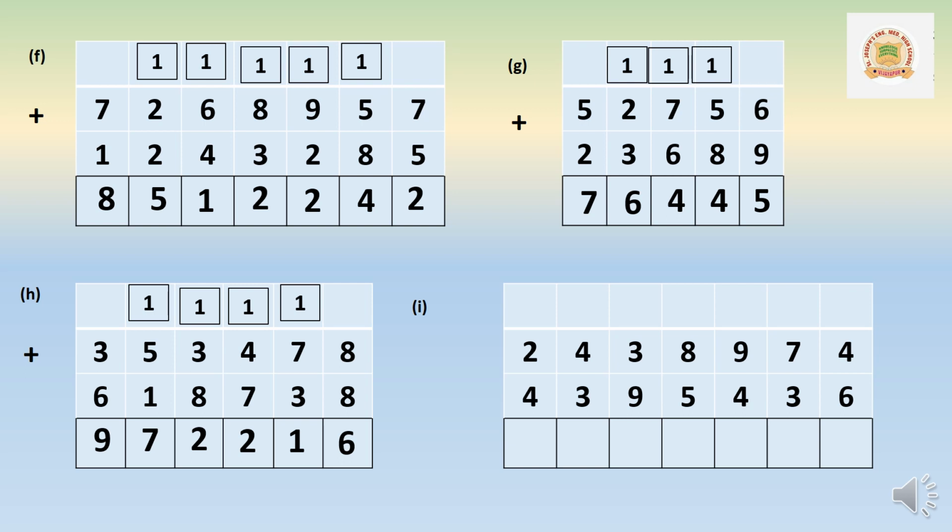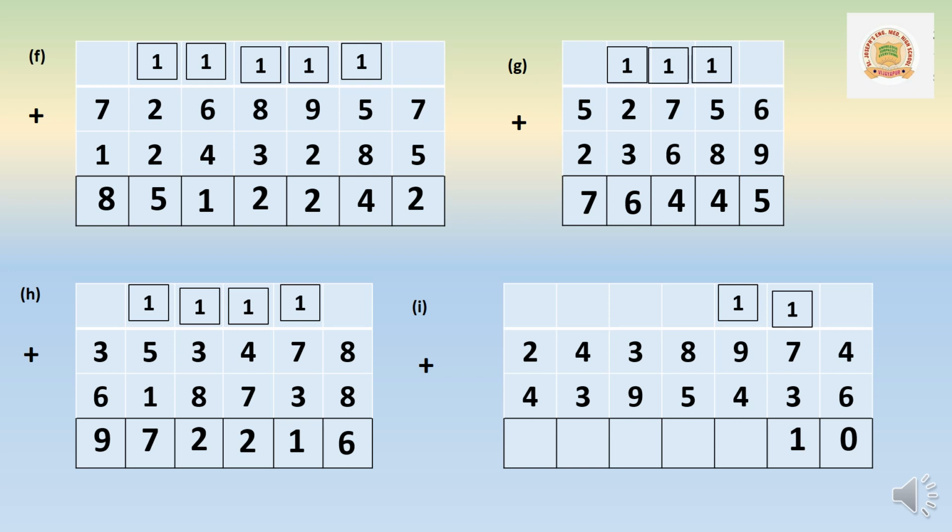24,38,974. Given question. Children, I am reading. 24,38,974 plus 43,95,436. 6 plus 4 is 10. Carry 1. Next. 1 plus 7 is in the tens place. Add 1 plus 7. 8. 8 plus 3 is 11. Carry 1 is here. In the hundreds place, carry 1.